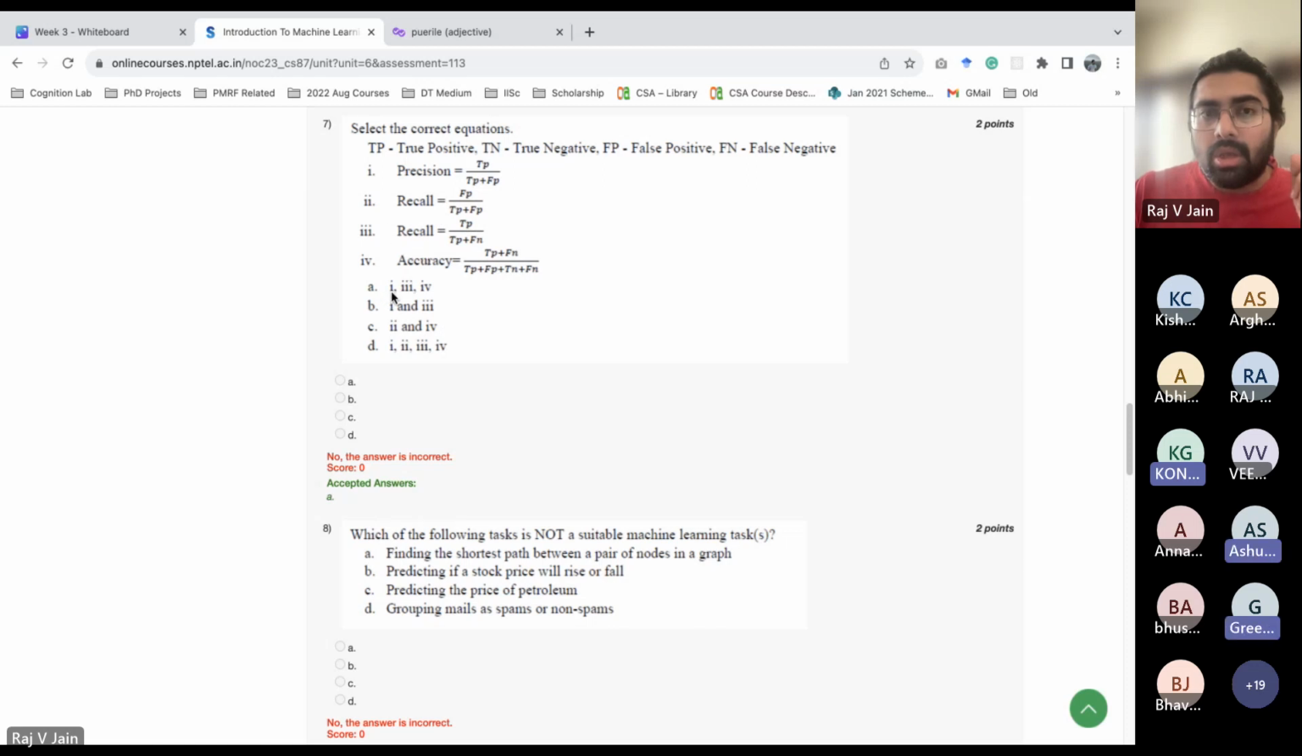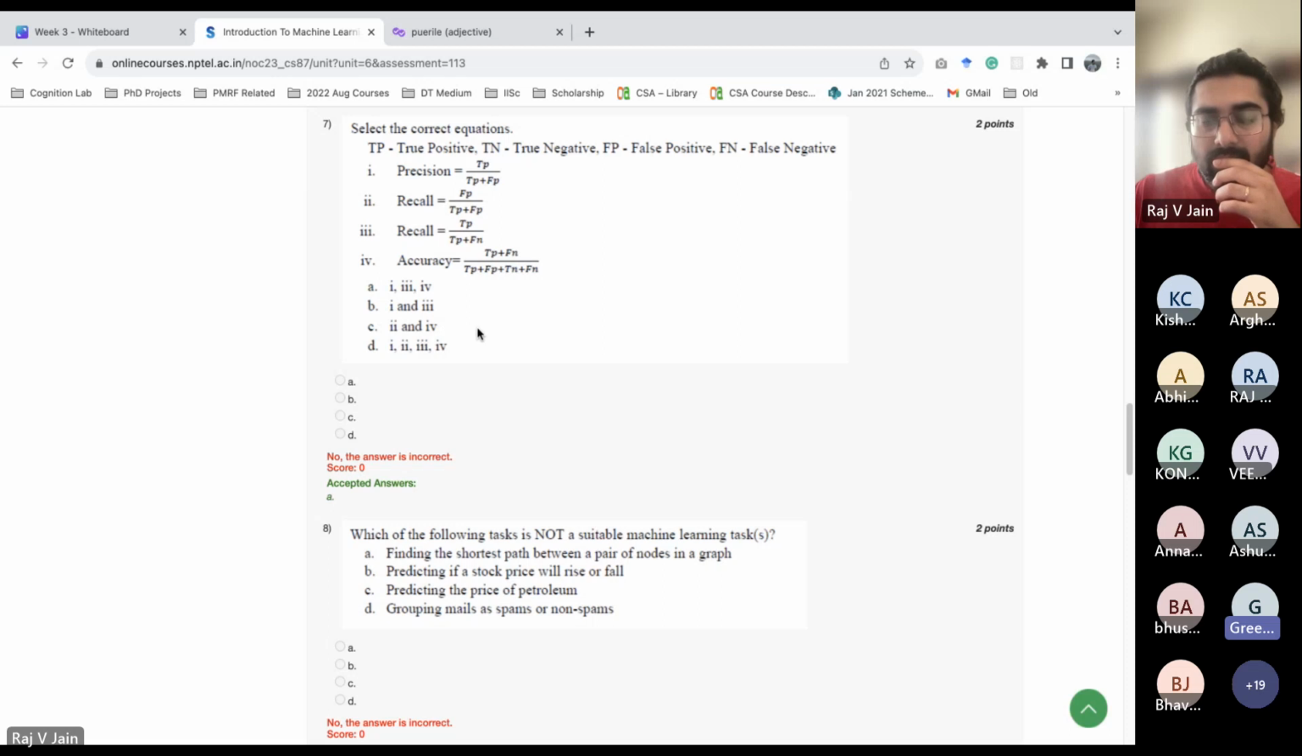No. Once again, the options are A, B, C, and D. You need to select among these equations which are the correct ones. So for precision and recall, 1 and 3 is the correct answer. That is option number B, right? Option number B, yes. But it was put as 0 here in my score. 1 and 3 are correct, so B is correct.